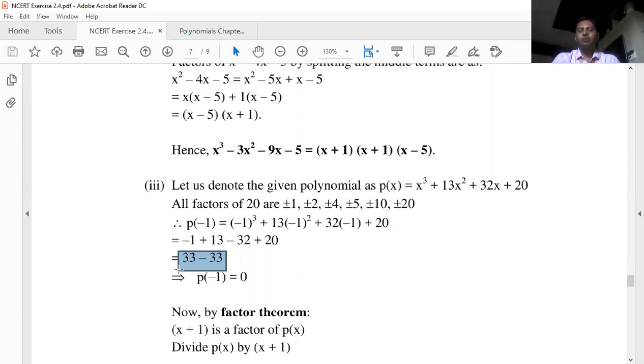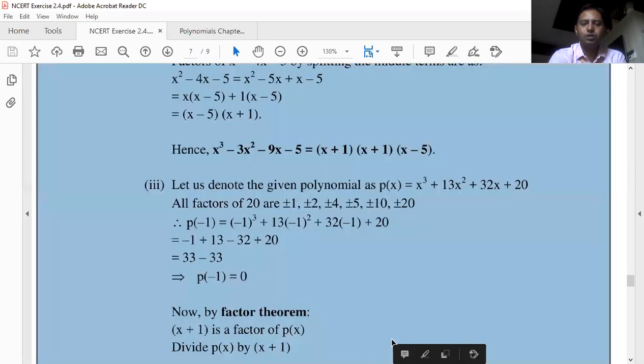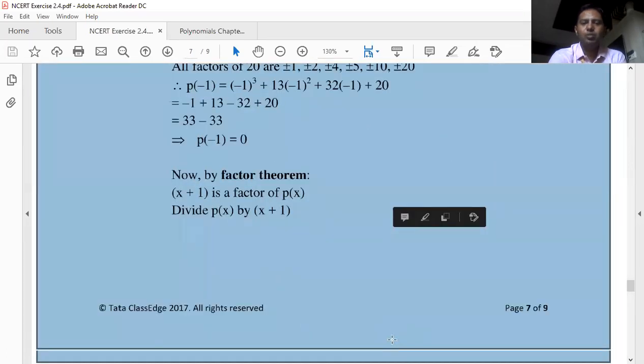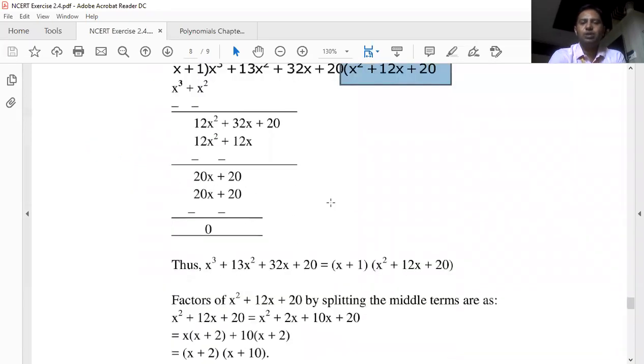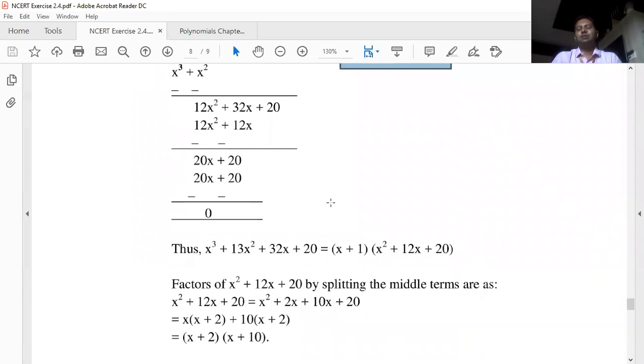So by factor theorem, x plus 1 is a factor of p(x). Now dividing the given polynomial p(x) by x plus 1, we'll get the quotient as x square plus 12x plus 20. After dividing the polynomial in 3 steps, we get x square plus 12x plus 20. Now the product of x plus 1 and x square plus 12x plus 20 will become x cube plus 13x square plus 32x plus 20.